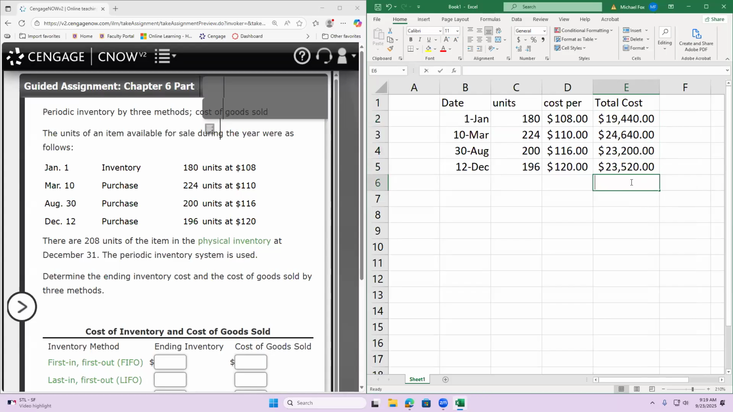And then down here, I can find the total cost of goods. This number is the total cost of goods available for sale. In other words, what I had at the beginning of the year plus everything I purchased is what I have available to sell during the year. Okay. And I can have the total number of units available for sale. So I had 800 units available to sell during the year, and they had a total cost of $90,800. This tells me that there's 208 units at the end of the year.